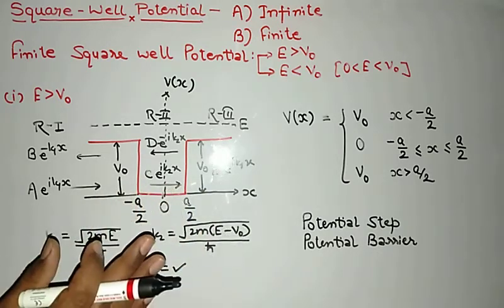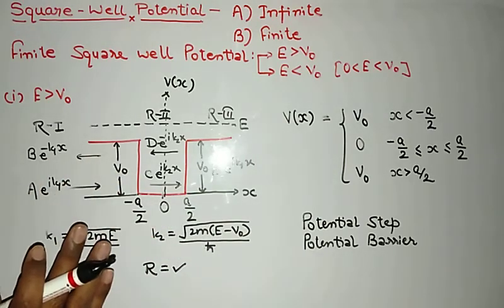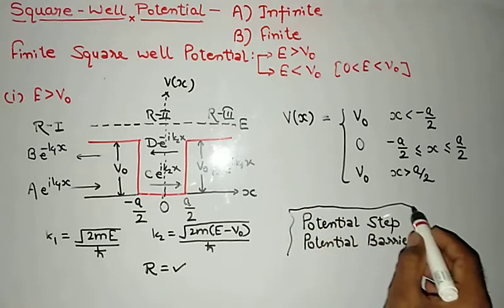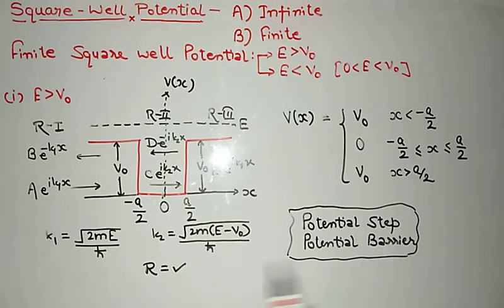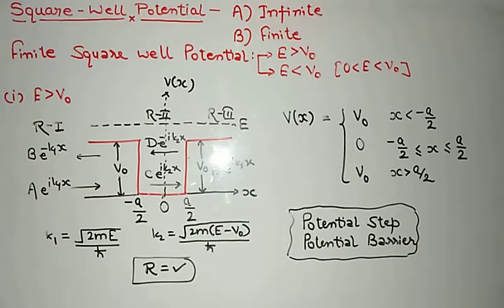So the main question is, will this particle reflect also? The answer is yes, but classically the answer is no. So this is the main difference between the classical and quantum view. Using these videos you can easily calculate the reflection coefficient for this potential, for this condition. So no problem.